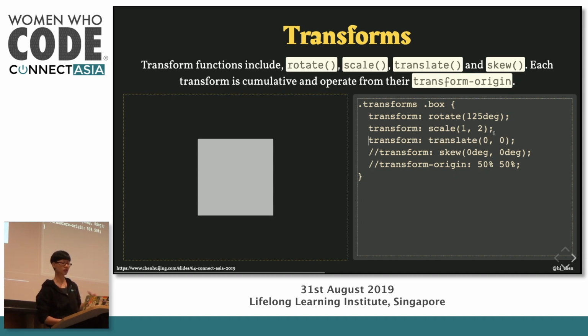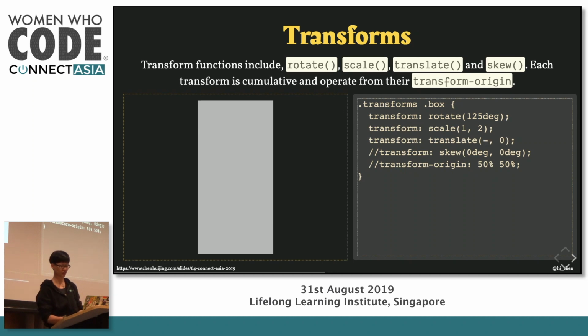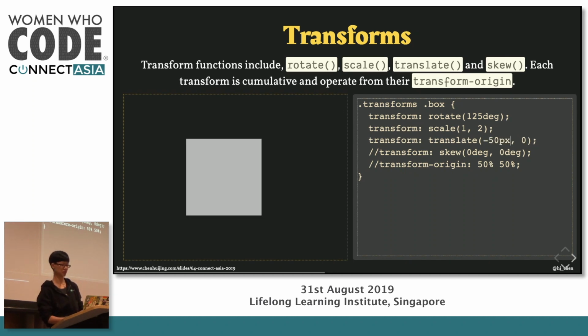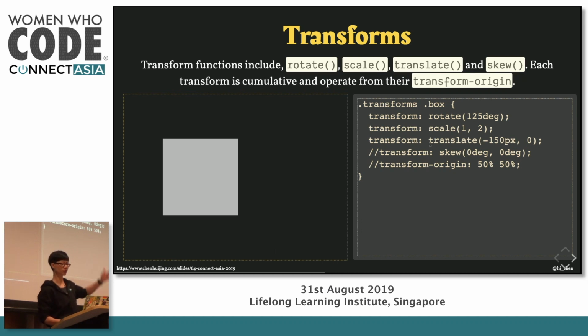You can also translate. Translate just means moving the box left and right. If you use negative 50 pixels, it moves a bit. Move more. Like that. Translate is for moving the box.